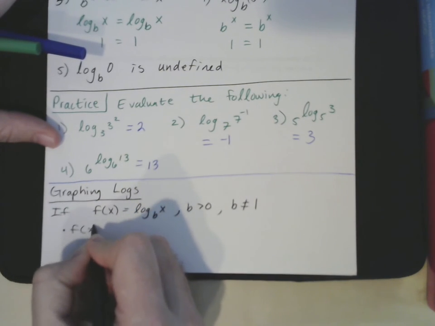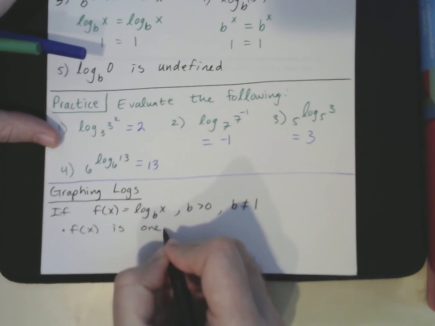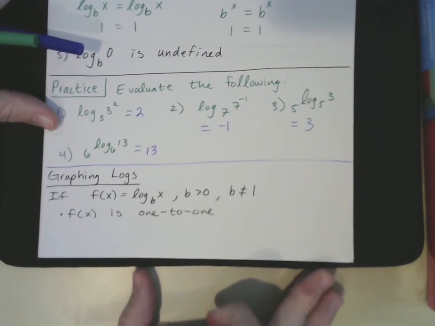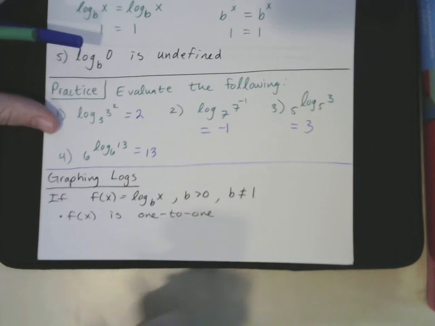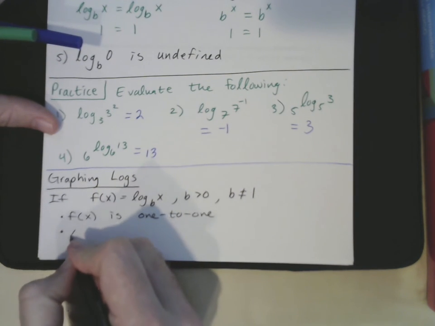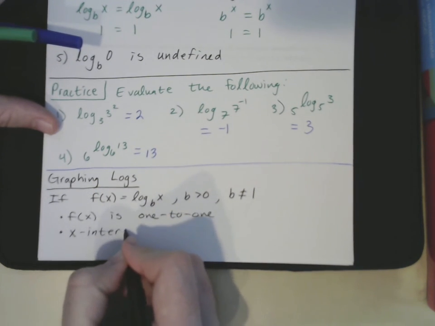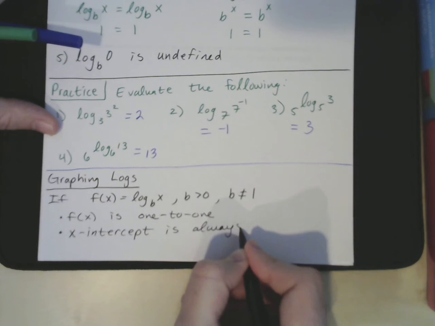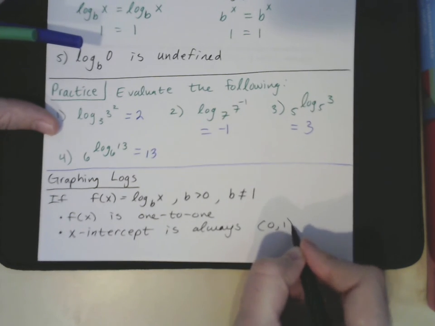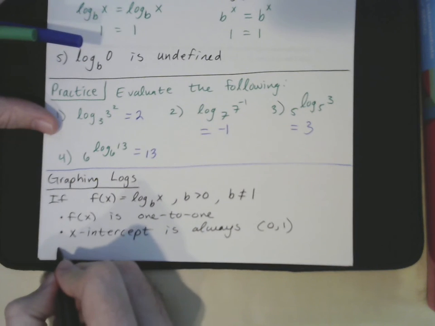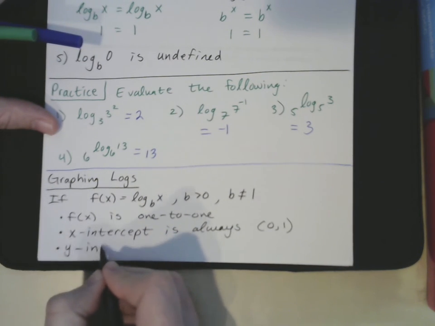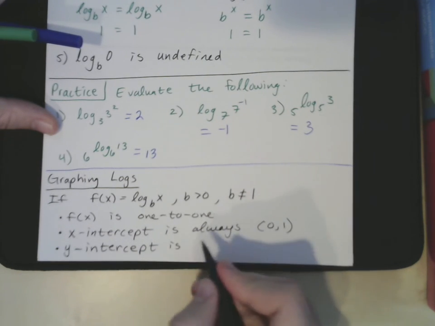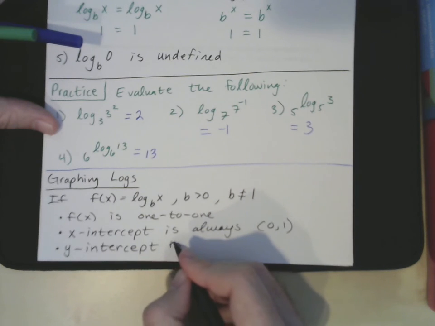Number one, f of x is 1 to 1. Remember, that means it's invertible and passes the horizontal line test. The x-intercept is always (1, 0). The y-intercept is non-existent or doesn't exist.